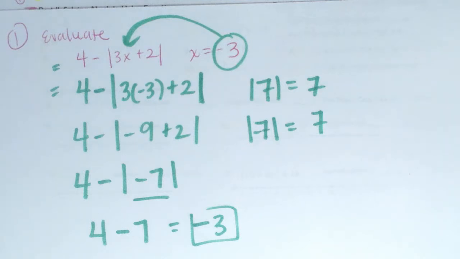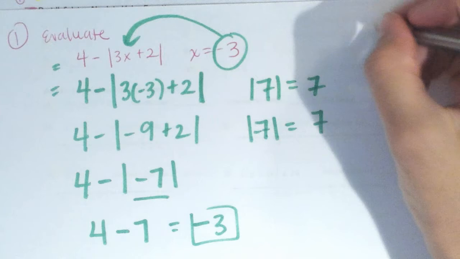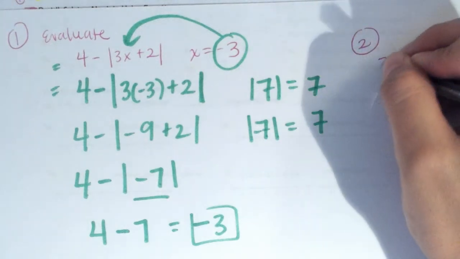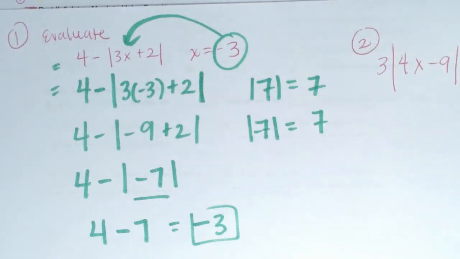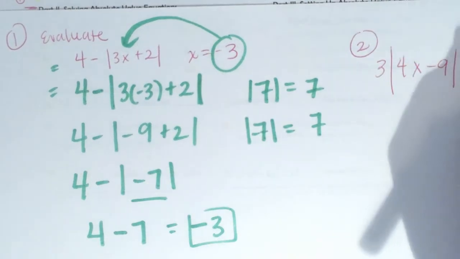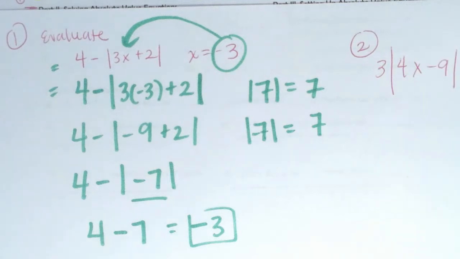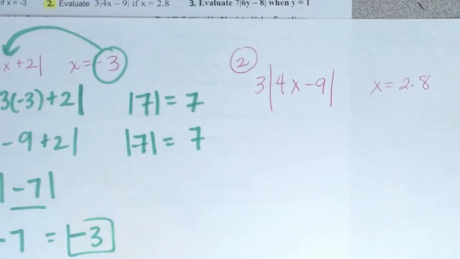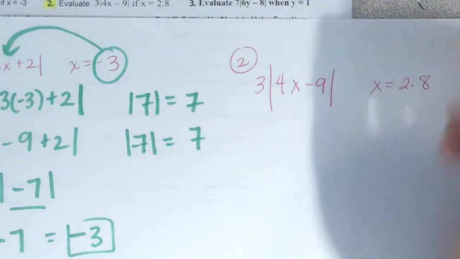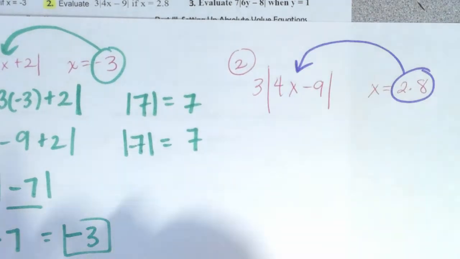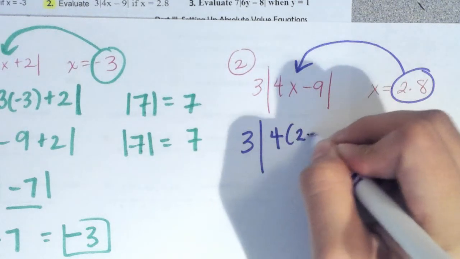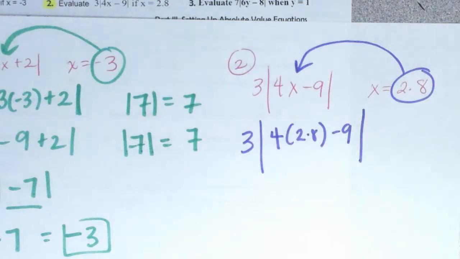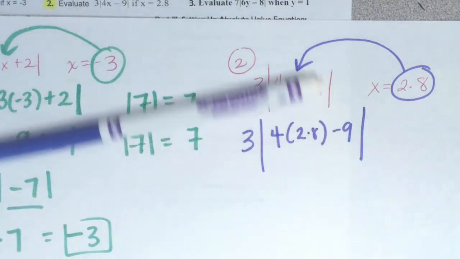Alright, let's try number 2. So number 2 is 3 times the absolute value of 4x minus 9. And they said if x is equal to 2.8, moving it over. Same thing. I'm going to plug in this x value right here for my x. So 3 times the absolute value of 4 times 2.8 minus 9. Which is kind of weird that there's a decimal.